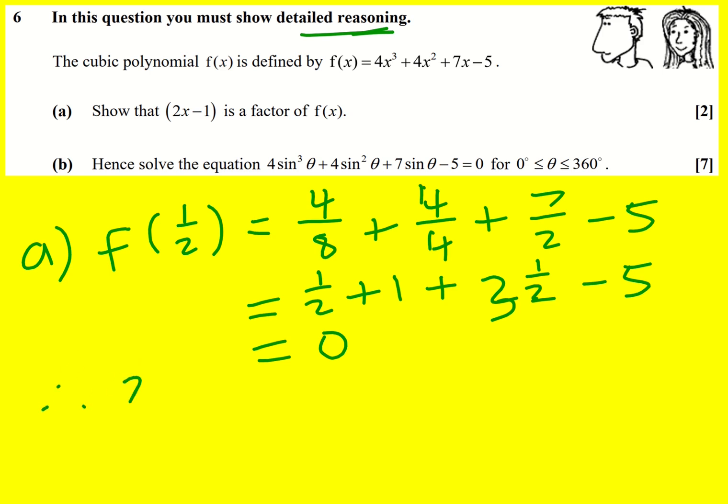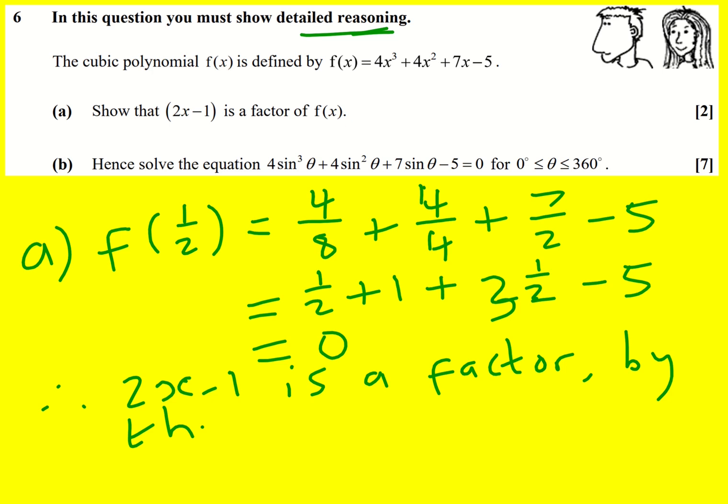Therefore, 2x minus 1 is a factor by the factor theorem. I think it's a good idea to just say what you're using, so how can you jump to that conclusion.